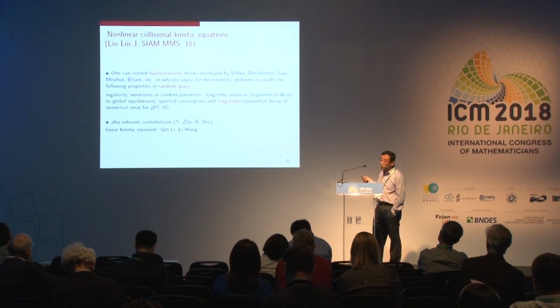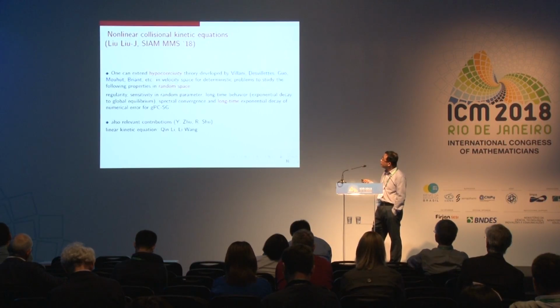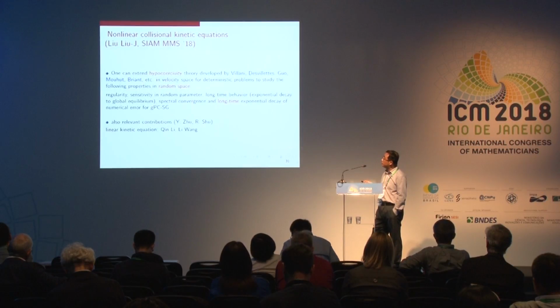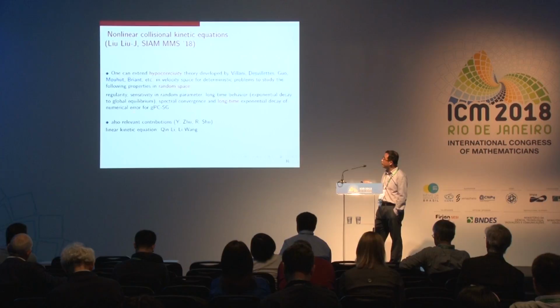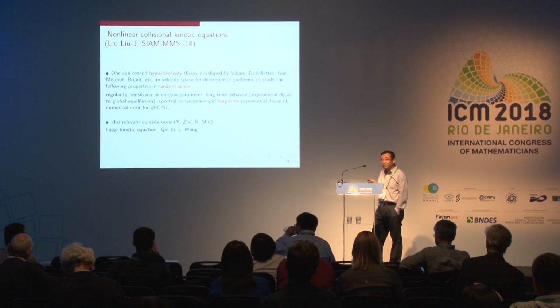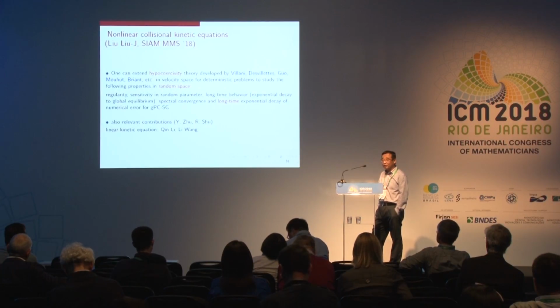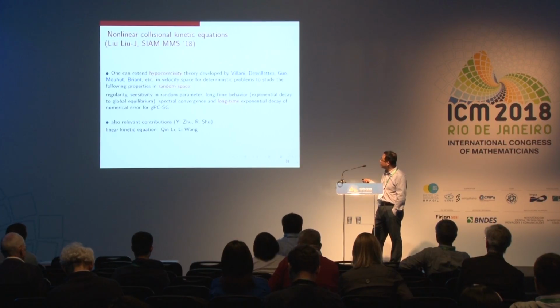It also allows us to do numerical analysis. For example, with this hypocoercivity theory, we can prove the stochastic Galerkin method has spectral convergence and even long-time exponential decay of the error. Numerical analysis for a long time is very difficult. Not many frameworks allow you to do long-time analysis. Symplectic methods are one of them, but not many. Usually you get e to the something positive times time. But this method allows us to get long-time exponential decay of the numerical error.